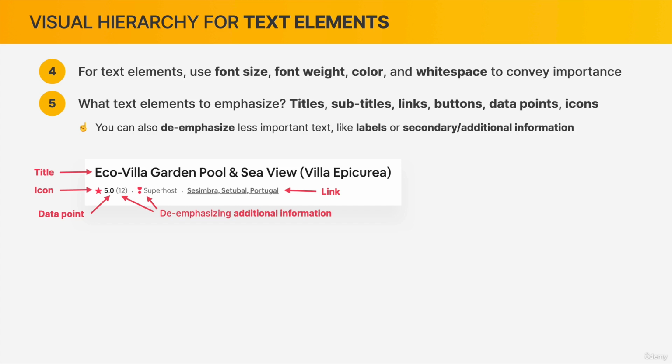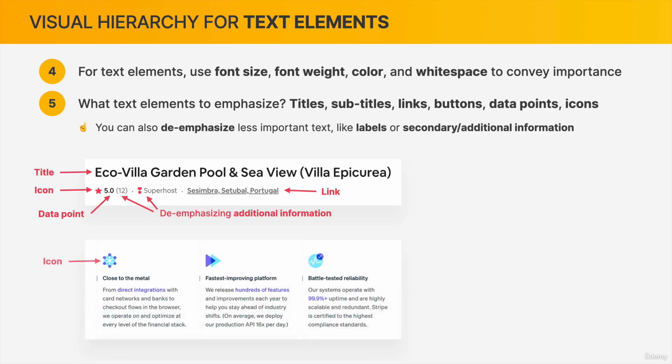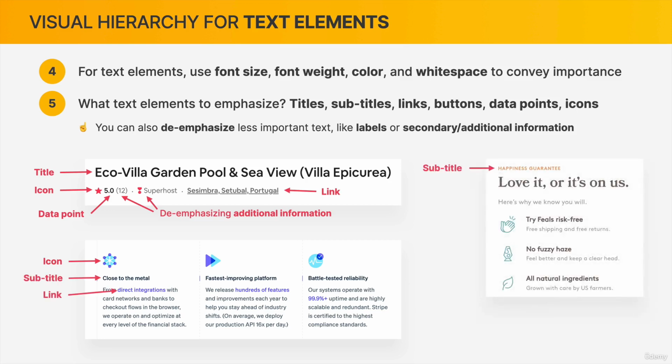All right. So these are basically the types of text that are important to think about when we create visual hierarchy. And let's take a look at a couple more examples. So again, icon, subtitle, and link. And here we have subtitle and the title and the icon. And also the subtitle here.